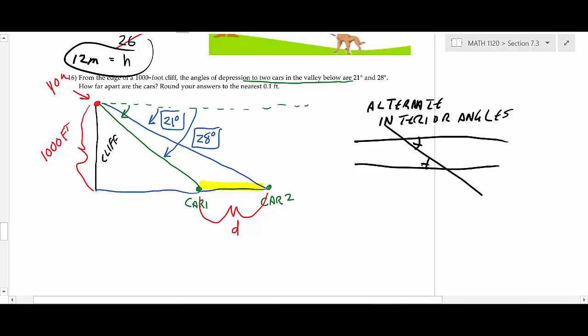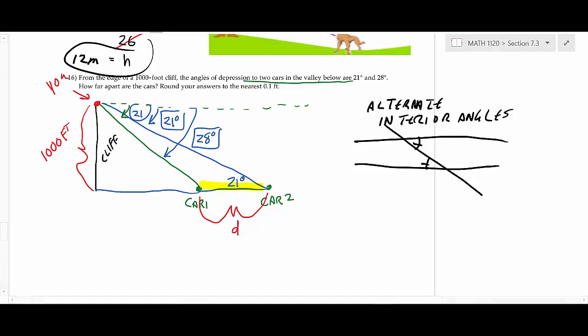So the first thing I'm going to do is, because of what I know about alternate interior angles, if this thing right here is 21, then so is this. Okay, does that make sense? Okay, we call that an alternate interior angle.